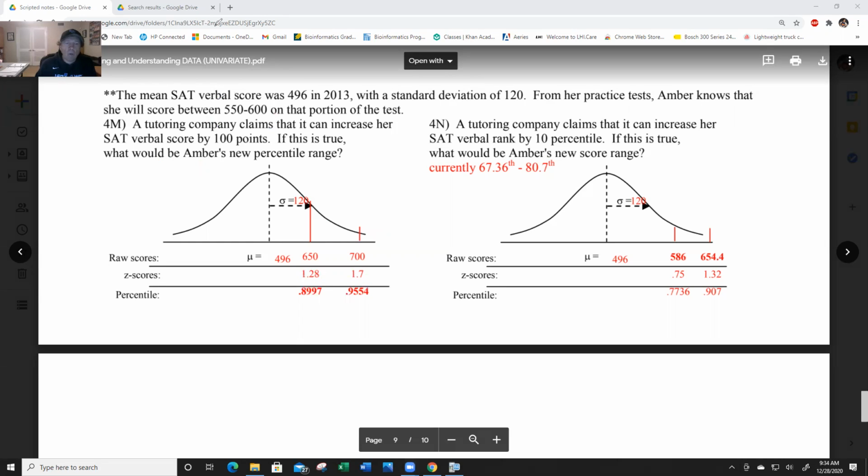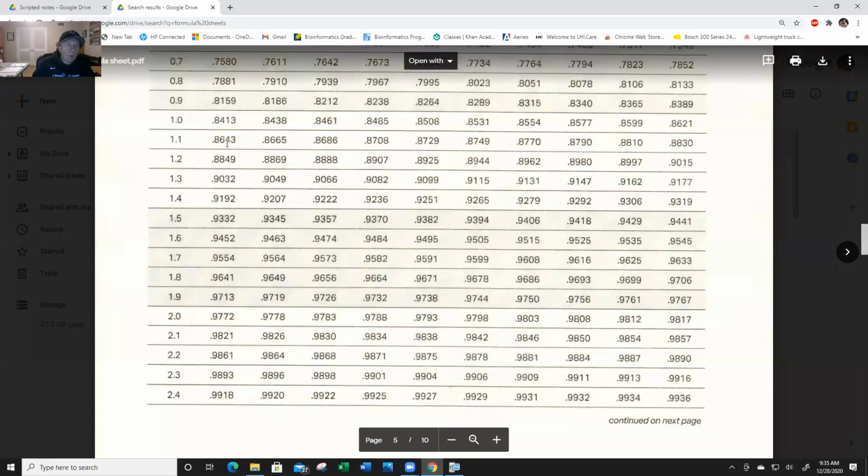So I'm going to look up 1.28 on the chart here. 1.2, I'm going to go all the way over to 8, which is 1.28 right here. 0.8997. Okay, 1.28. All right. And then on the other one, 1.7.